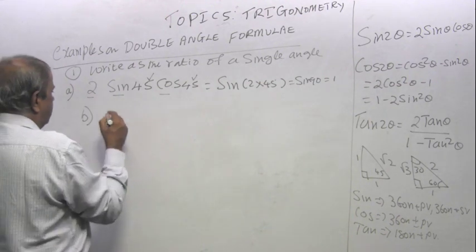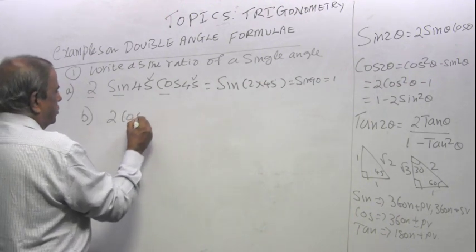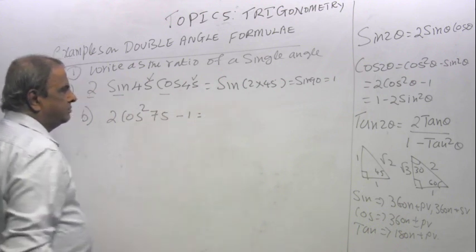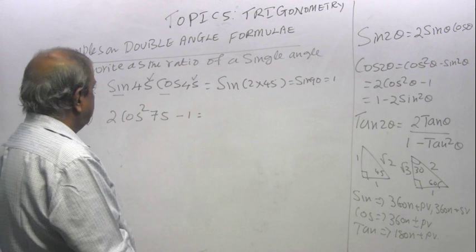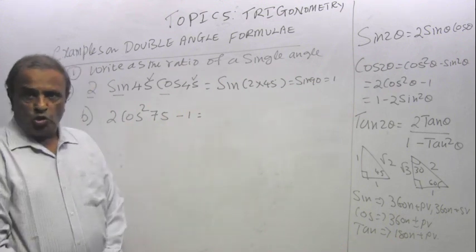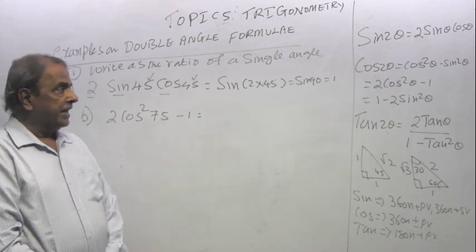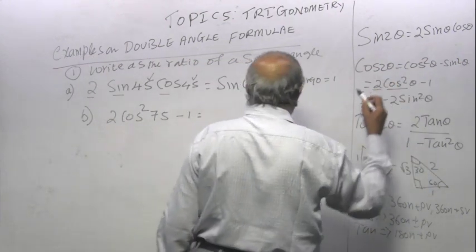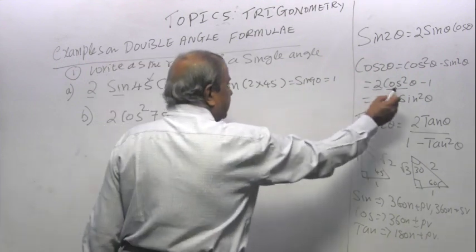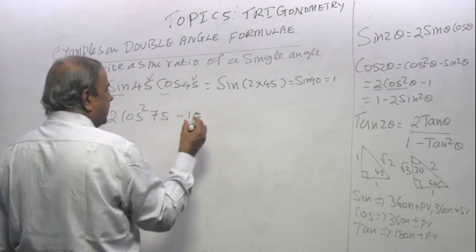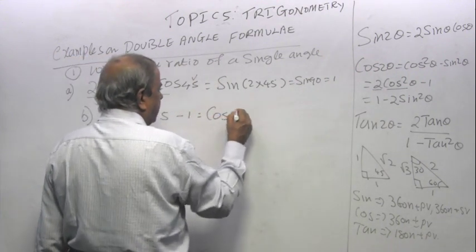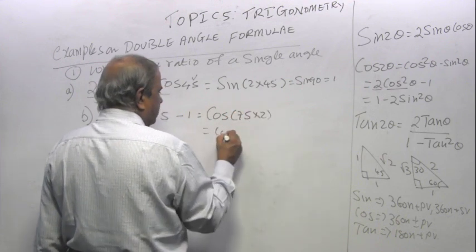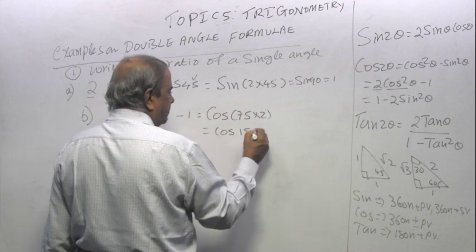Or for example, you had 2 cos squared 75 minus 1. I have a function which has a 2 and a cos squared and nothing else. So this is identical to this with the angle theta equal to 75. So I can say cos of 75 times 2, which is cos of 150.